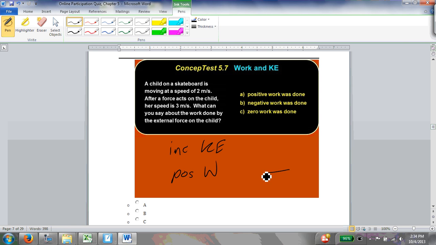You can also think about it this way. Here's my person on my skateboard. My force has to be in this direction, which is also in the direction of her motion. I say that it has to be in that direction because it's causing her to speed up.